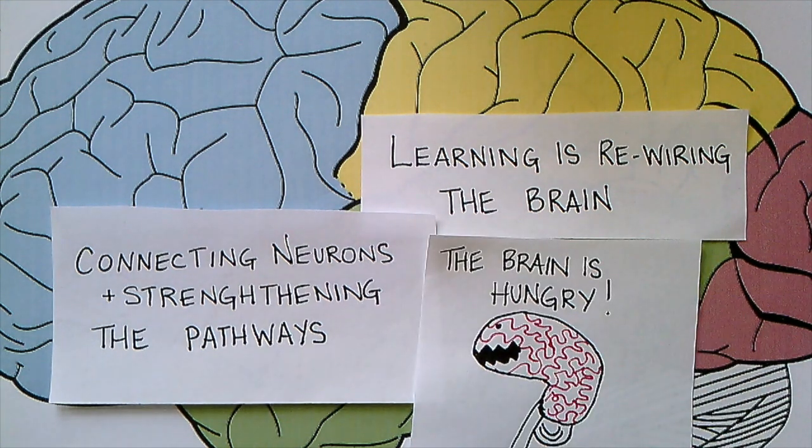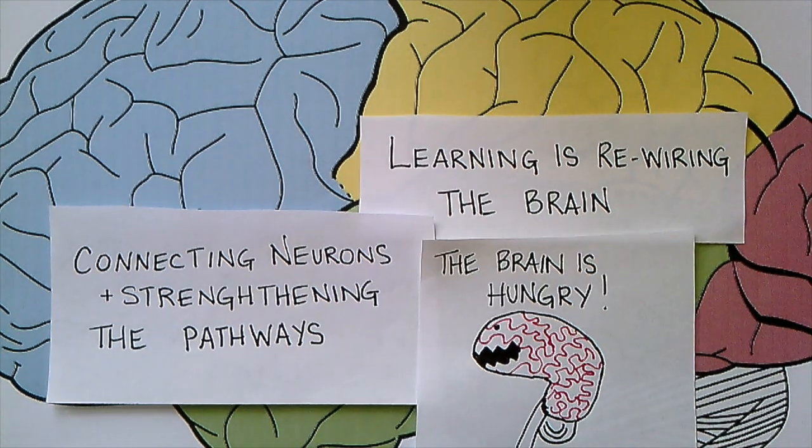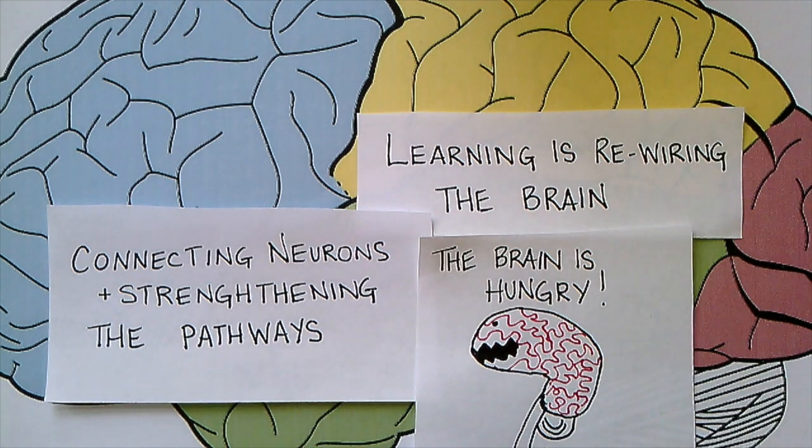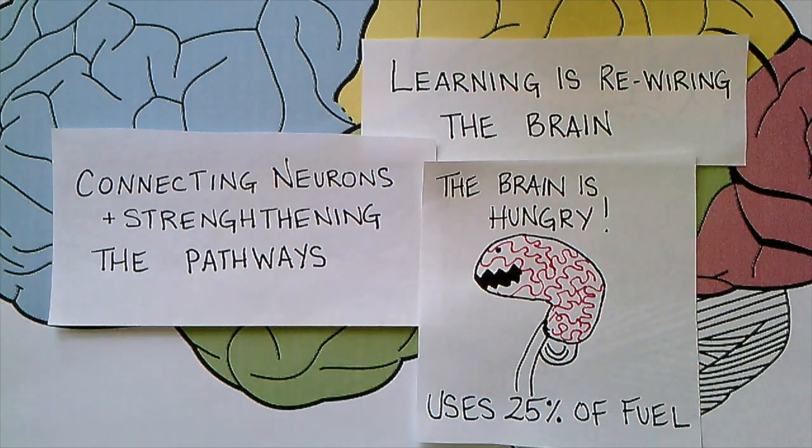So your fuel, which in the case of the brain is oxygen and glucose, so that it can create that ATP molecule that the cell uses to do its work, it's taking up 25% of your fuel. So nutrition is very important to being able to learn, because nutrition is important to the brain's proper functioning.